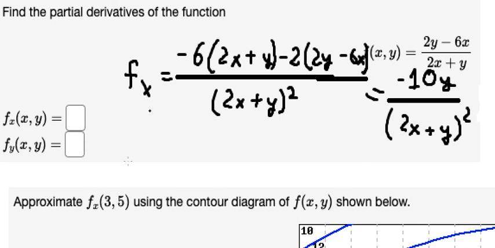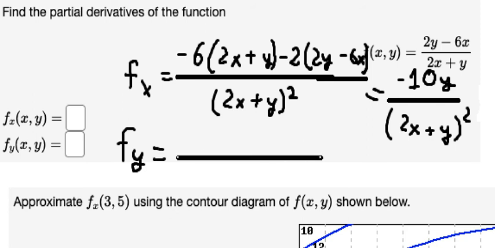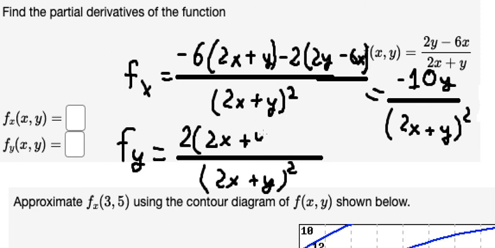Next we do first the derivative of the function with respect to y. So we do the same. So we do first the derivative of this one. You got 2. So we do first the derivative of this one. You got 1, and you got 2y minus 6x.